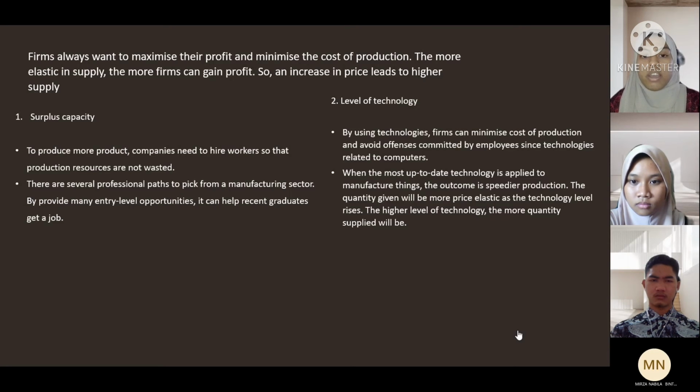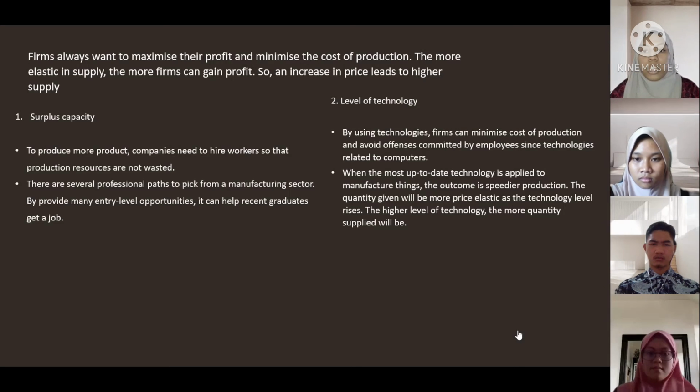First is supply capacity. To produce more products, companies need to hire workers, so the production resources are not wasted. The manufacturing sector provides many entry-level opportunities and several professional paths to pick from. It can help recent graduates get a job. Not only that, the agriculture sector is one of the important sources of employment in many places. There are numerous job opportunities in this industry, including farmer, harvester, scientist, and so on.